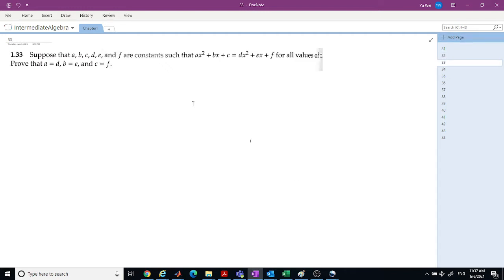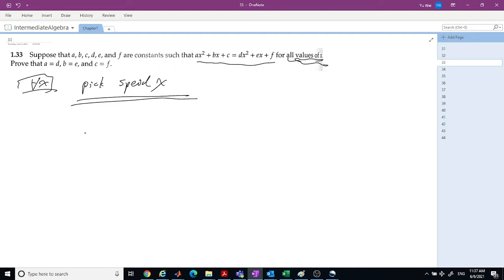This one is: suppose a, b, c, d, e, f are constants, with the two quadratics equal for all values of x. All values, okay? Once you see all values means any x, you need to pick a special x. Any special x, okay? Easy for you. Now let's convert this. This becomes a minus d times x squared plus b minus e times x plus c minus f equals 0, right?